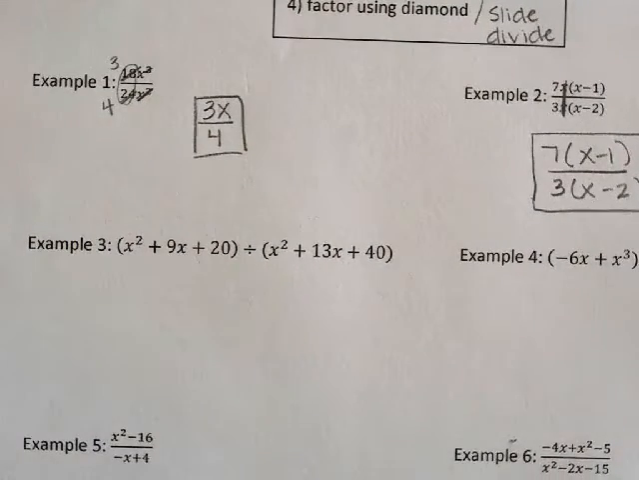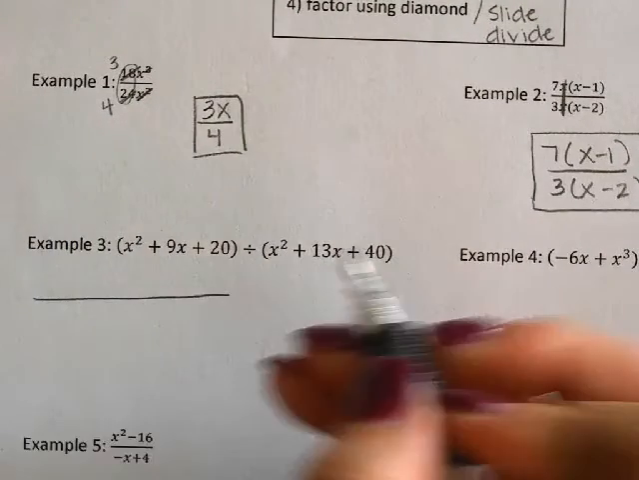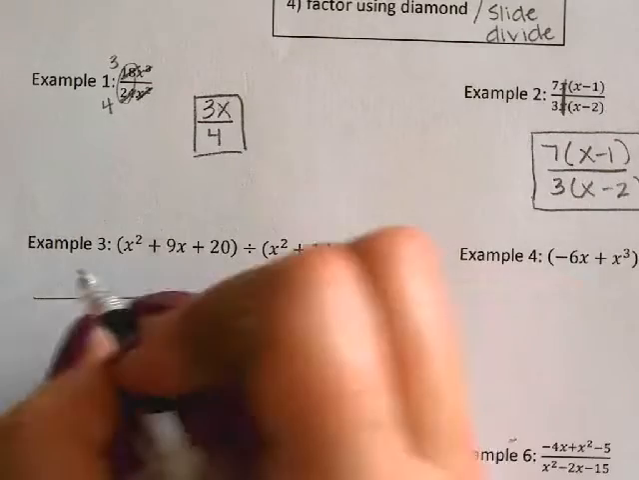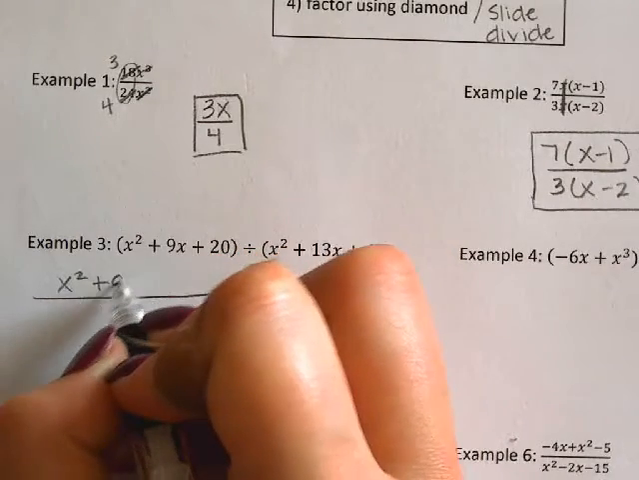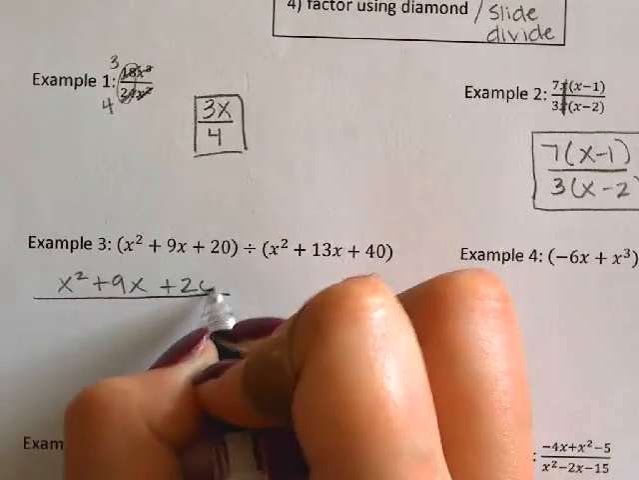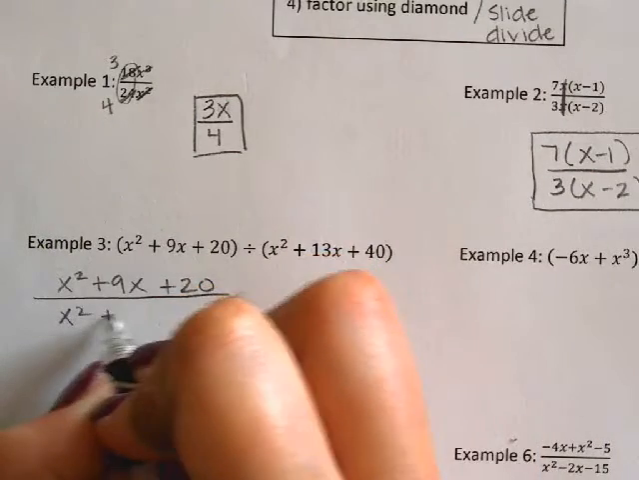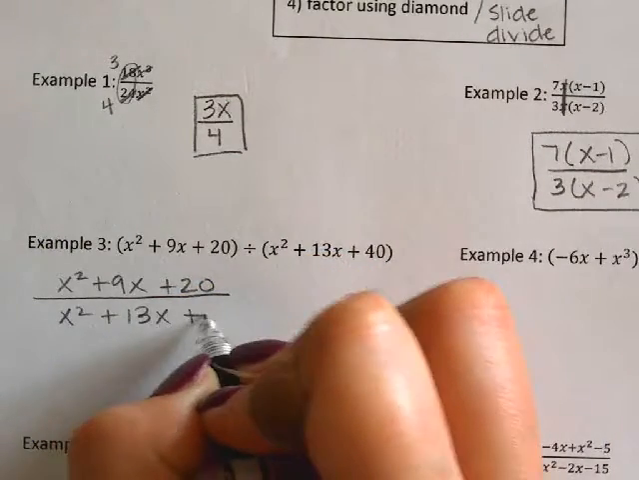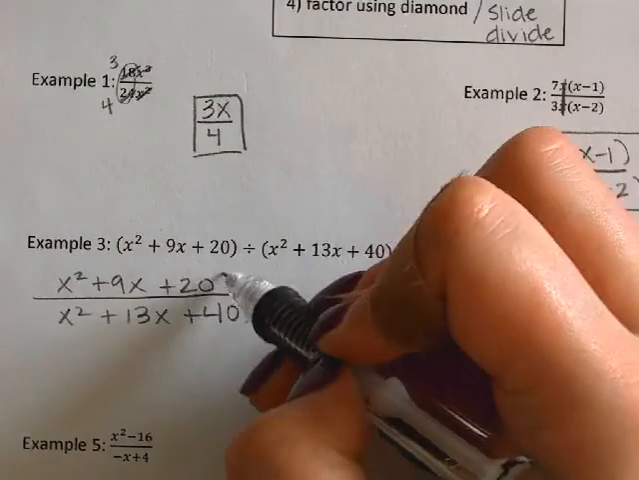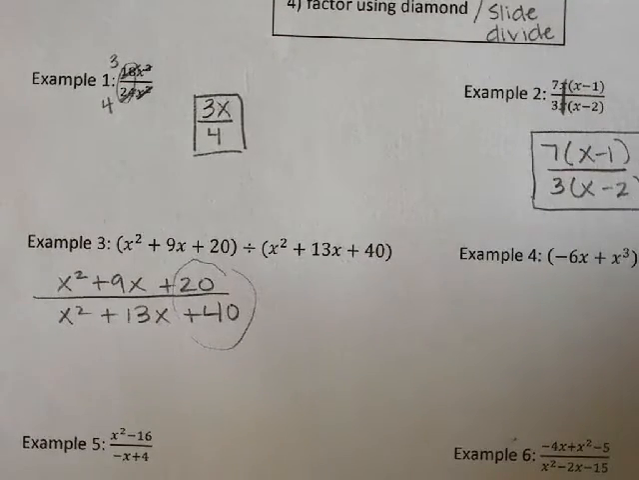Write it like a fraction, right? So the top is x squared plus 9x plus 20. The bottom, x squared plus 13x plus 40. And I can already look at that and say, oh, that's 1/2, right?